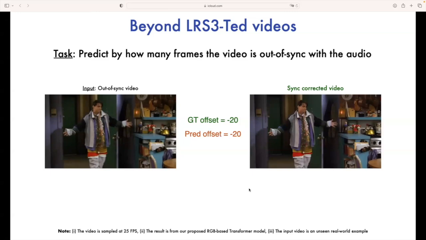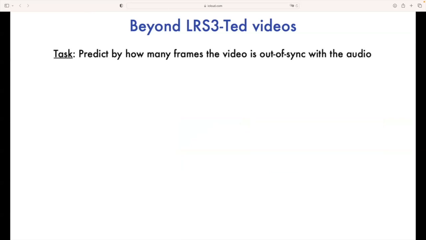Yeah, so it's very clear that our model is very accurately able to predict the frame offset and sync correct the videos, even if it's completely out of the data set and a fully unseen real world video. Here is one last example.